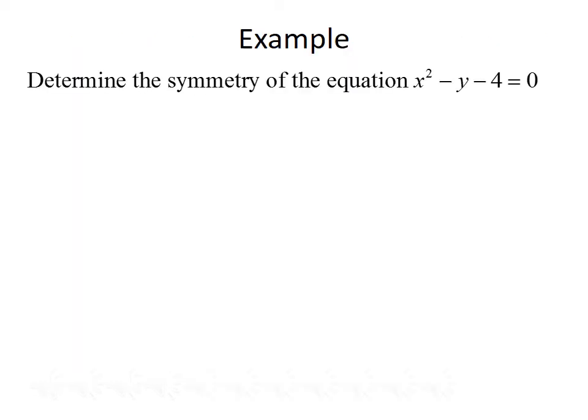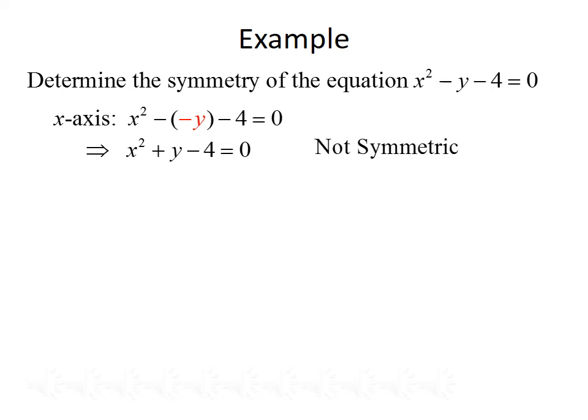So let's do an example to clarify this. We want to determine if the equation x squared minus y minus 4 equals 0 has any type of symmetry. First, we'll test for symmetry with respect to the x-axis. We replace y in the equation with minus y, so that gives us x squared minus negative y minus 4 equals 0. We simplify that, x squared plus y minus 4 equals 0, and then compare it to our original equation. Since our result is not the exact same as the original equation, this does not have symmetry with respect to the x-axis.